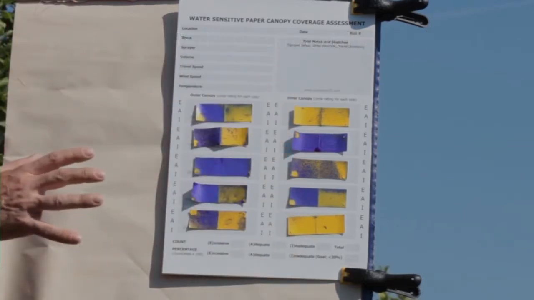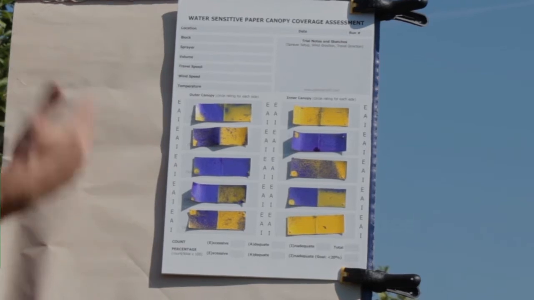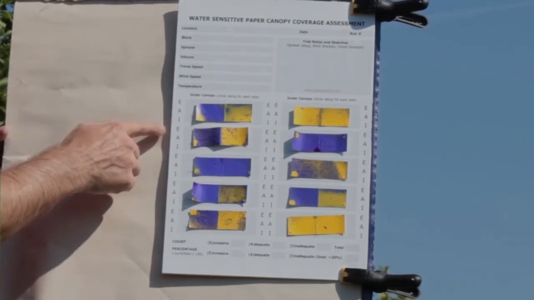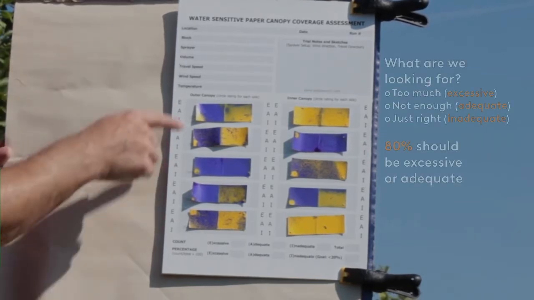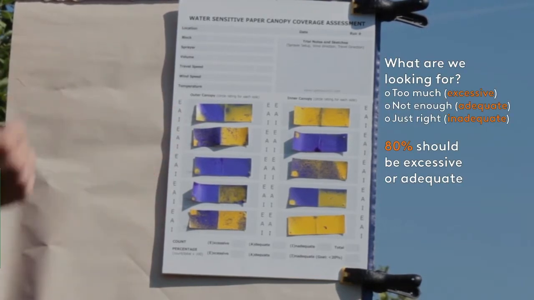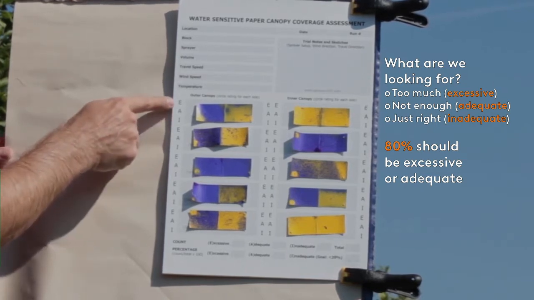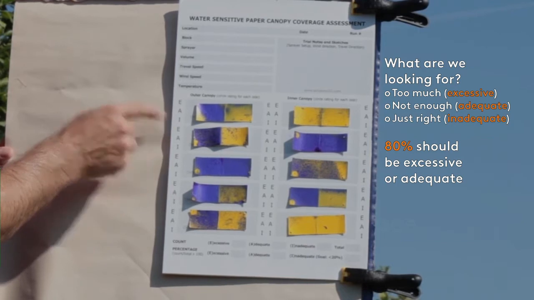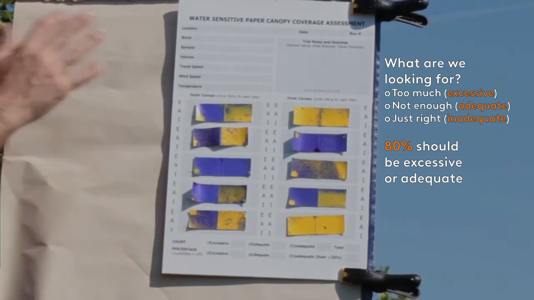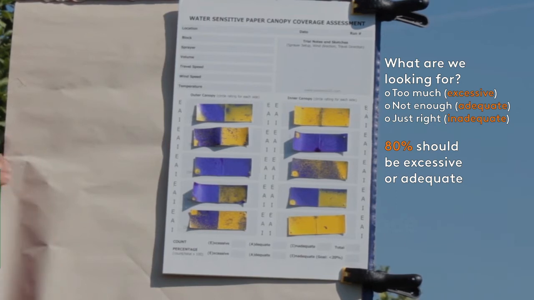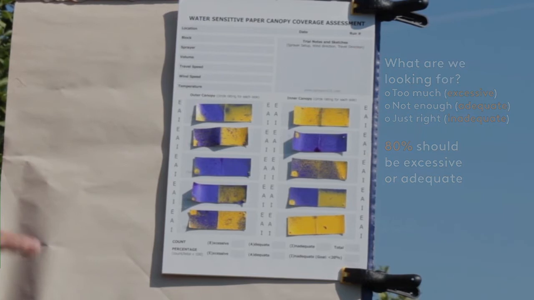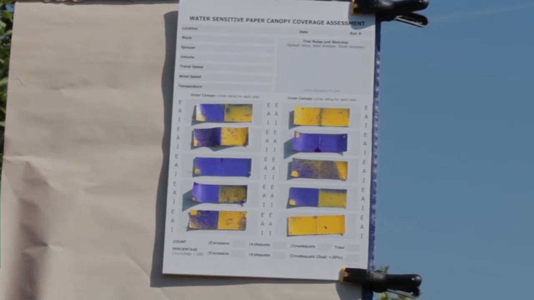Now the way this works is we want to do a count. How many of these surfaces received too much, not enough, or about the right amount? And you can see here we have excessive, adequate, and inadequate. With 20 surfaces, 80% of them, that is 16 out of 20, have to be excessive or adequate to get the control, or to have the biological response we're looking for. We can get away with four of them not being perfectly covered.